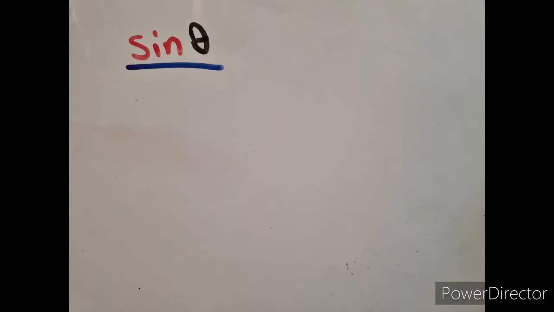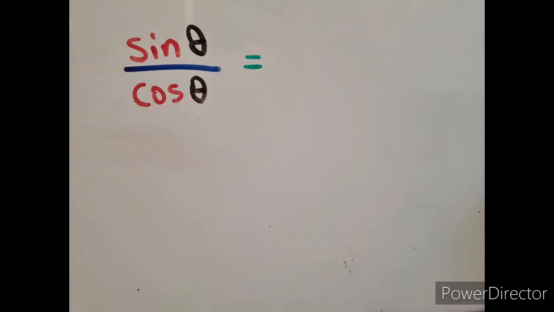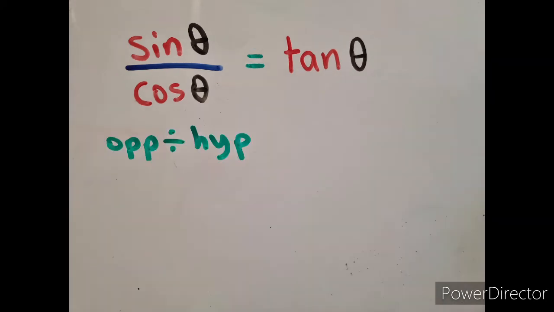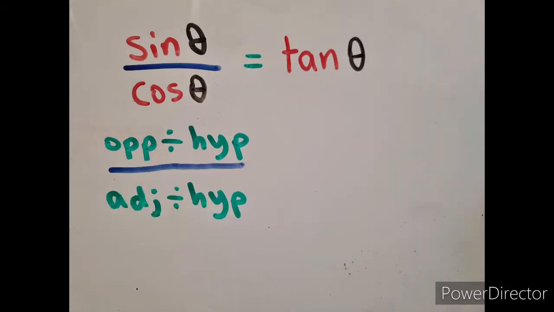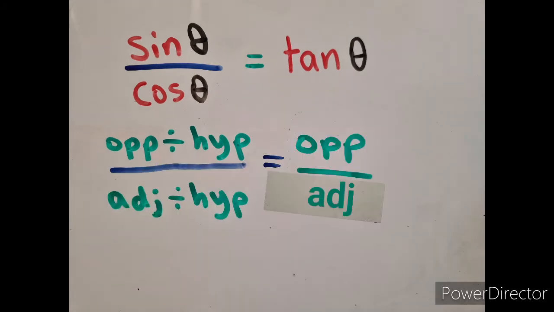Sine of theta divided by cosine of theta is equal to tangent of theta. And this is another very important rule in trigonometry. Let's rewrite sine of theta as opposite divided by hypotenuse, and cosine of theta as adjacent divided by hypotenuse, and tangent of theta as opposite divided by adjacent.